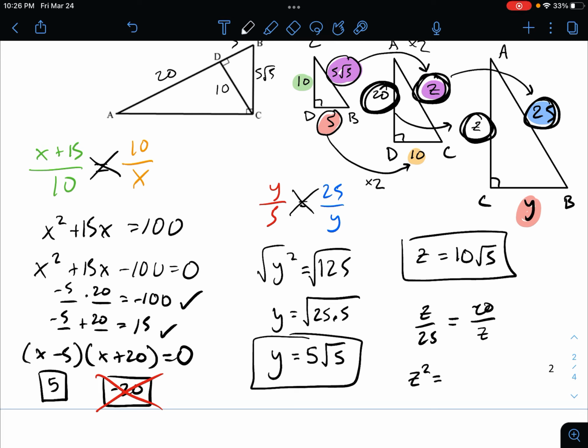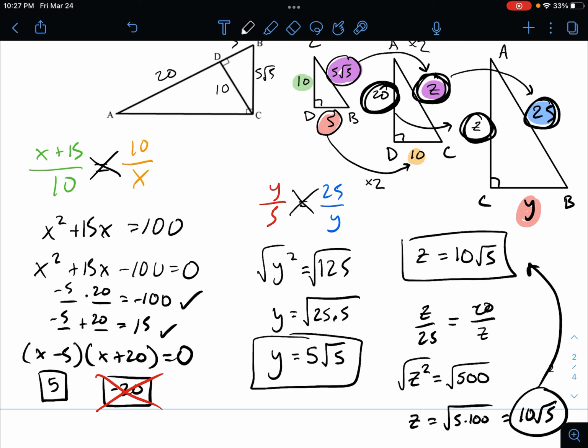So when I cross multiply, we've got z squared equals 25 times 20. What is that? That's 500. So if I take the square root of both sides, we end up with z equals square root of 5 times 100. Well, square root of 100 is just 10. So that's 10 square root 5. And would you look at that? That's exactly what we expected to get. So it all works out in the end.